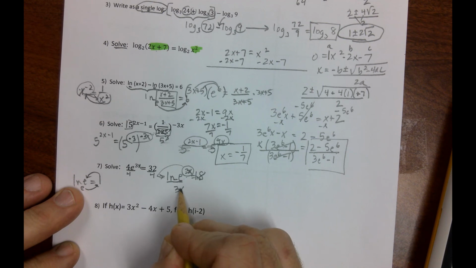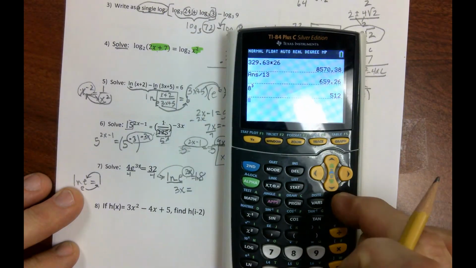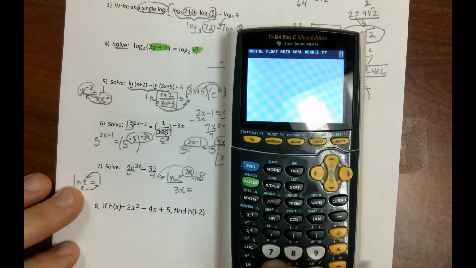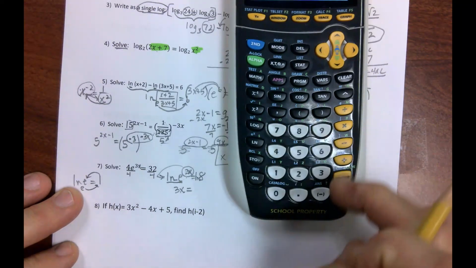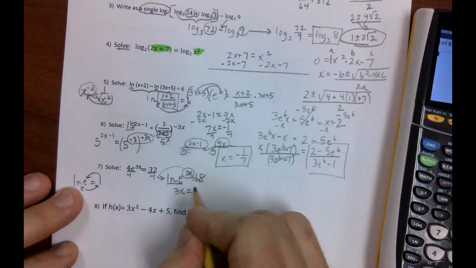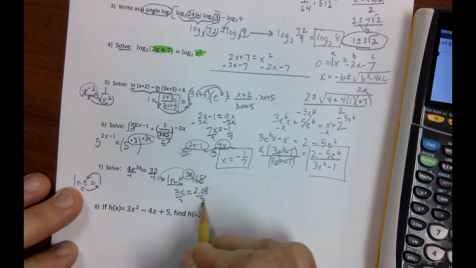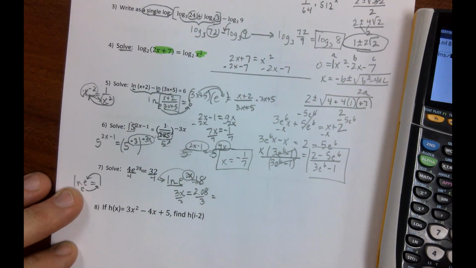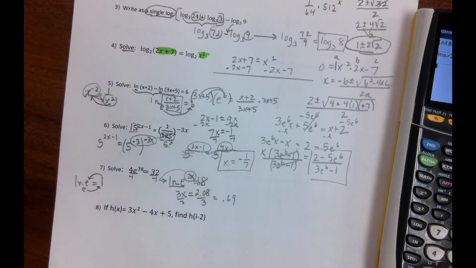So we get 3x equals, now we're going to take out our handy dandy calculator, and we're going to take the natural log. It's that button right there, of 8, and that's 2.08, we'll call it. And then we got to divide both sides by 3. So divided by 3, and we get 0.69. And that'll do it for this video. You're going to have to go to part 2.